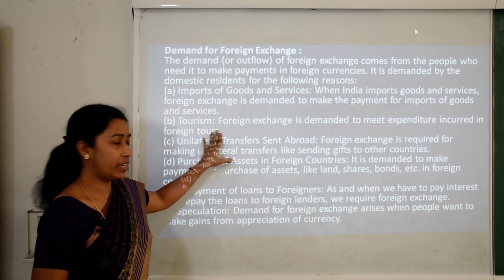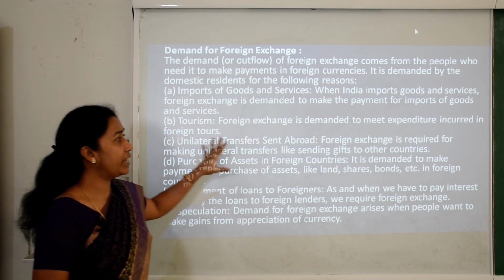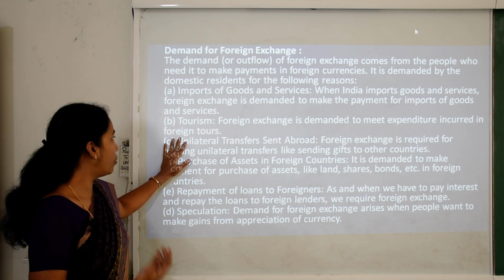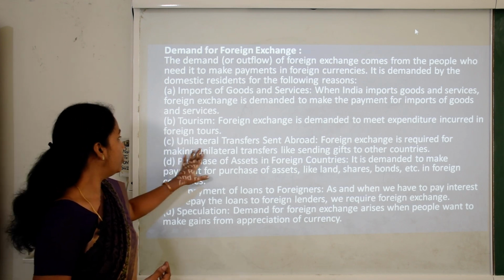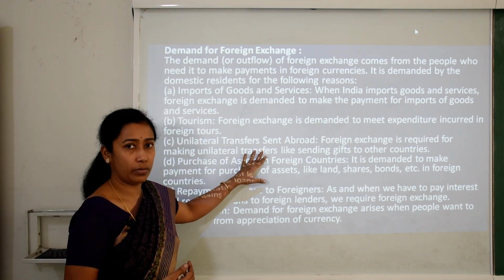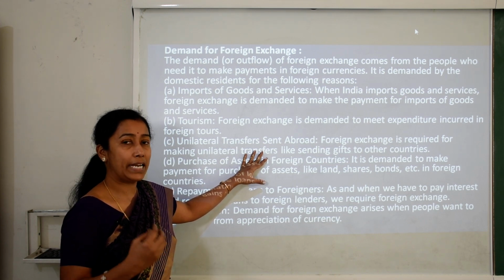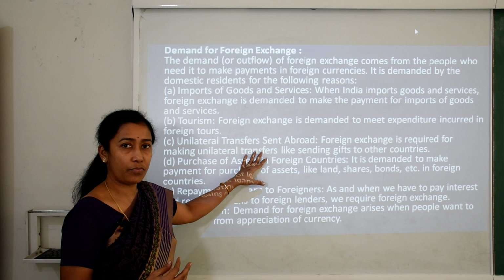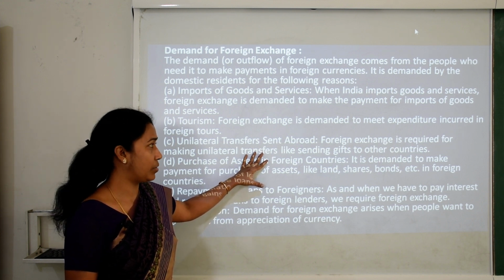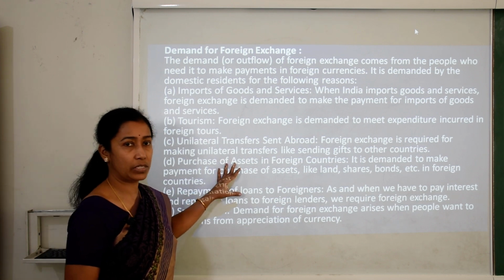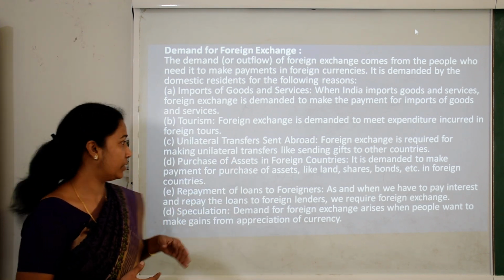And tourism, that means when foreign exchange is demanded to meet the expenditure which is incurred during the foreign tours. Unilateral transfer sent abroad. Here unilateral transfer means any gift or any kind of financial reward without any productive services. So foreign exchange is also required for making unilateral transfers like sending gifts to other countries.